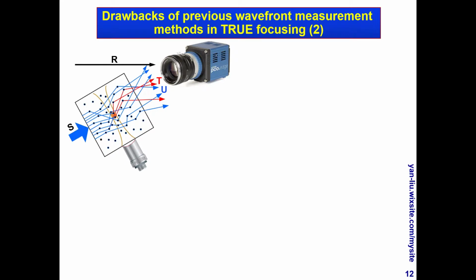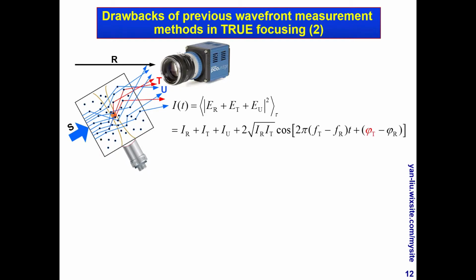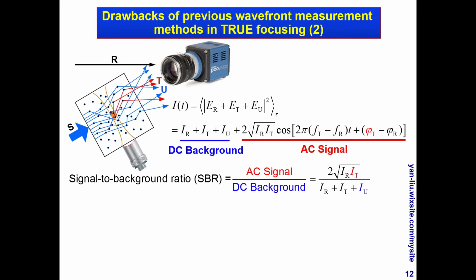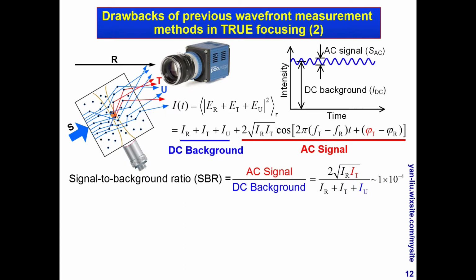There's another drawback of previous wavefront measurement methods in true focusing. Suppose we use heterodyne holography to measure the wavefront of ultrasound tag light. Then the light intensity on each camera pixel can be written as this. We have a DC background and an AC signal. The phase of the ultrasound tag light we want to measure is encoded in the AC signal. We can compute the signal to background ratio, which is the ratio between the AC signal and the DC background. Because the ultrasound tag light is much weaker compared with untagged light, this ratio can be as low as 10 to the minus 4th. It means that we have a tiny AC signal on top of a huge DC background.